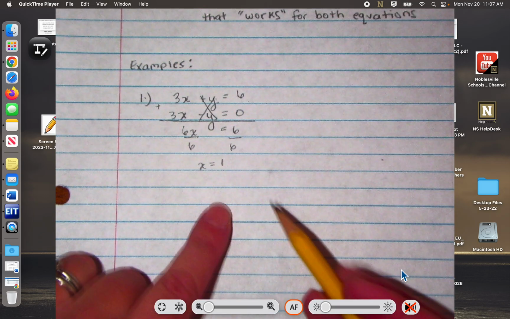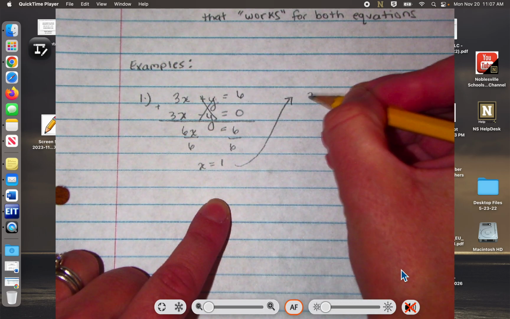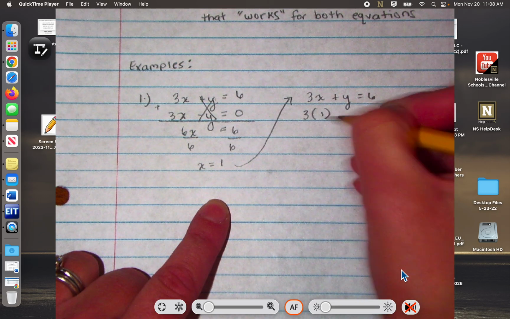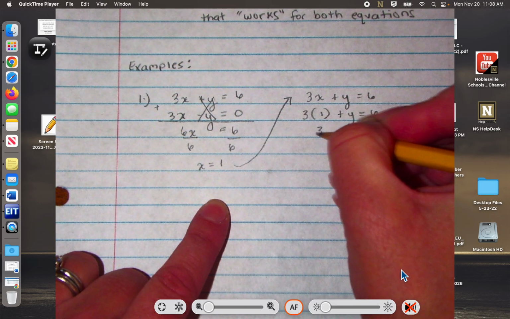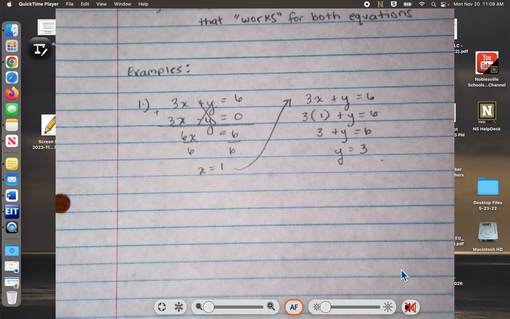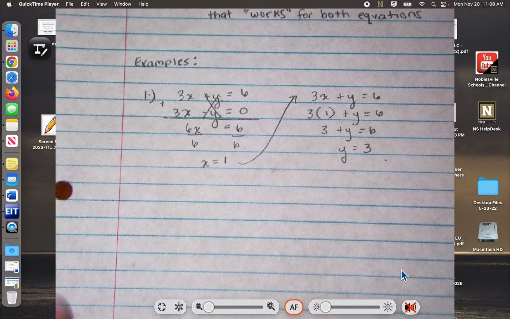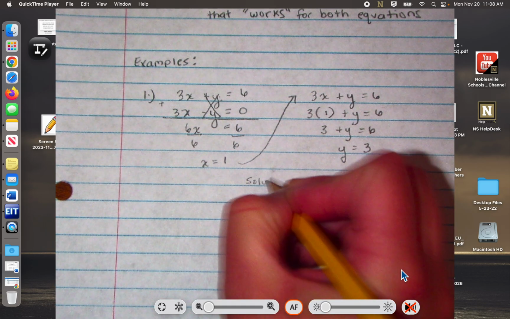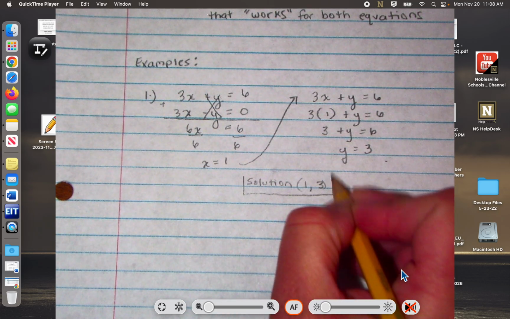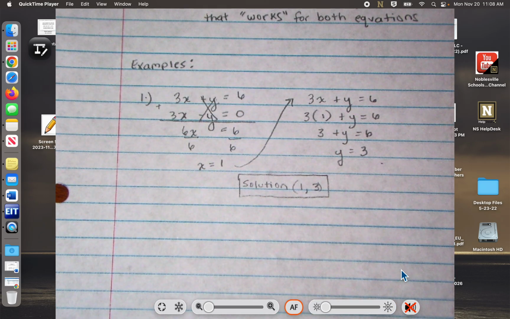So I'm going to take this 1 and I'm going to pick one of the equations to put it in. It doesn't matter which one. 3x plus y equals 6. 3 times 1 plus y equals 6. So then I get y equals 3, right? Because I would subtract that 3 from both sides. y equals 3. So my solution is 1, 3. So like I said, most people prefer this method.